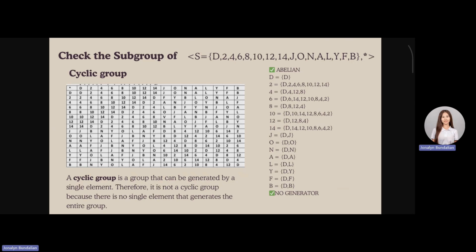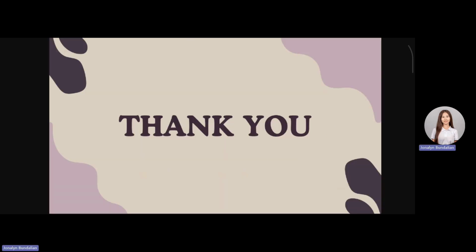J is equal to DJ. O is equal to DO, N is equal to DN, A is equal to DA, L is equal to DL, Y is equal to DY, F is equal to DF, and it has no generator. And a cyclic group is a group that can be generated by a single element. Therefore, it is not a cyclic group because there is no single element that generates the entire group. So that's all for the cyclic group.